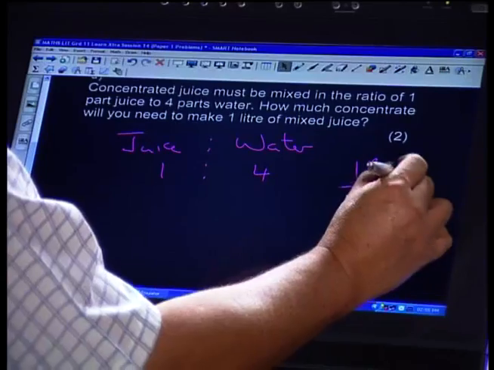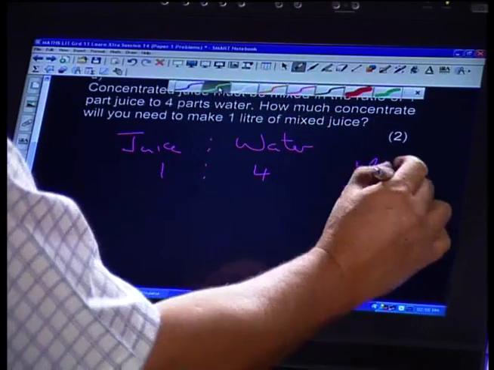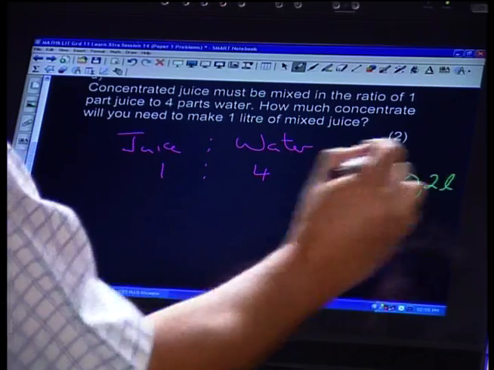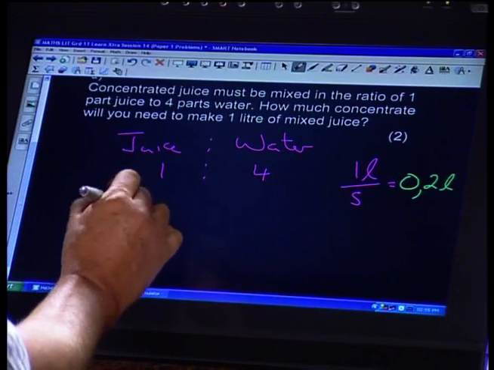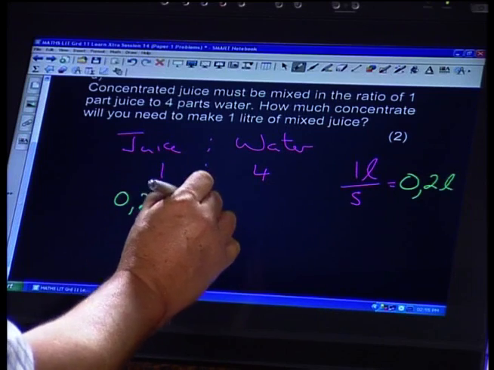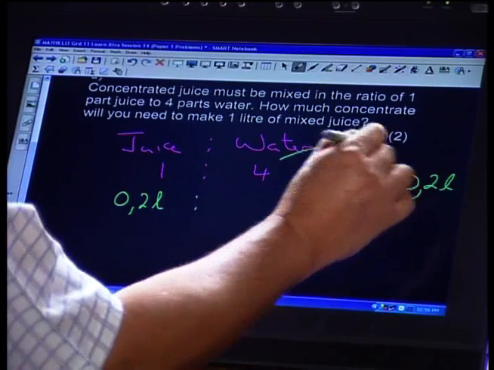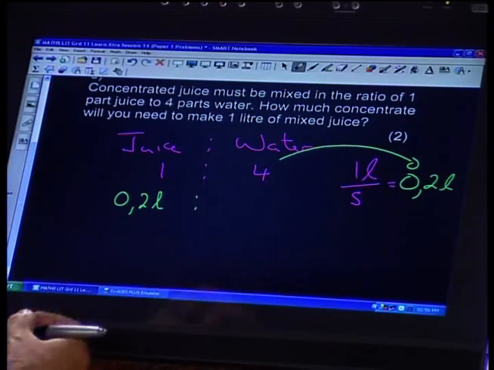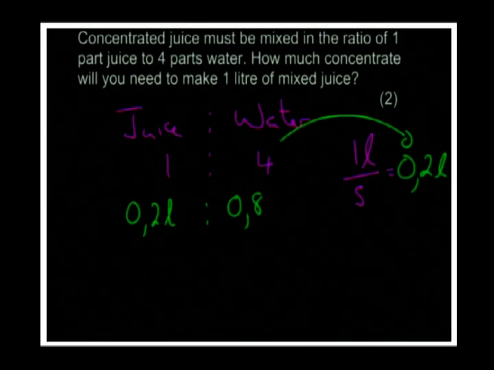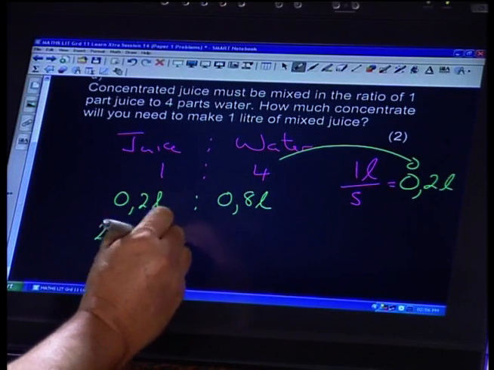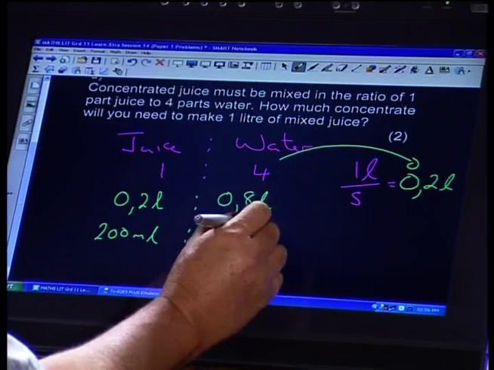So we got 0,2 liters. So juice is 0,2 liters. 4 parts, well, if 1 part is 0,2, 4 parts is going to be 4 times 0,2, which is 0,8 liters. So I have 1 liter of mixed juice, 0,2 liters, which is what? 200 mils, 200 milliliters. And this is 800 milliliters.